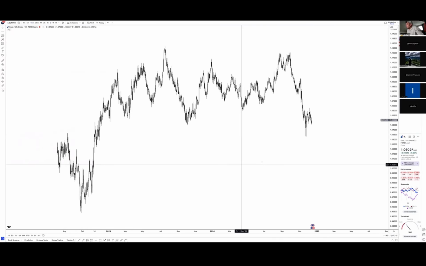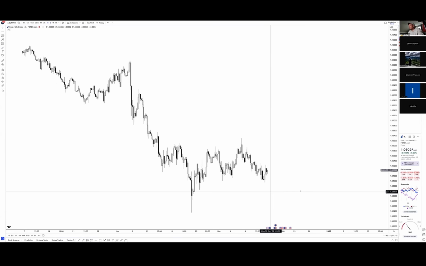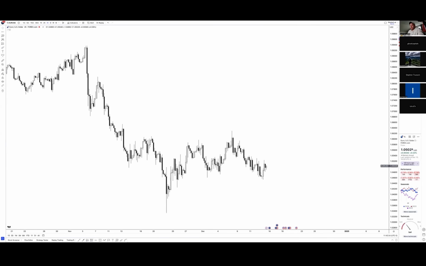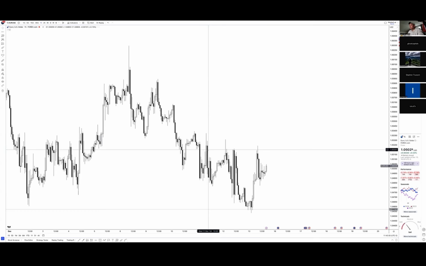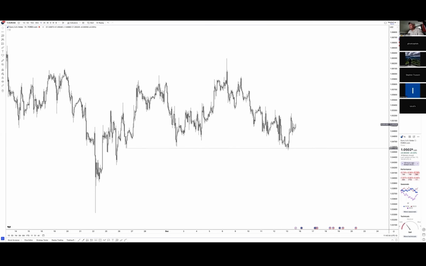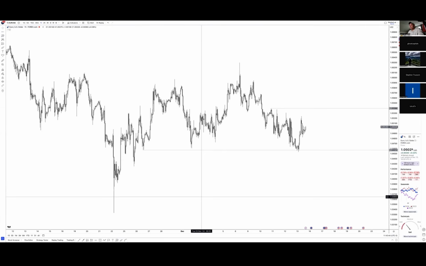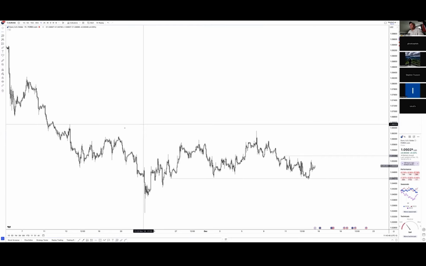Euro, interesting spot. If I had to pinpoint where this thing is going right now, it should be running back up here, right? Looks like we should.